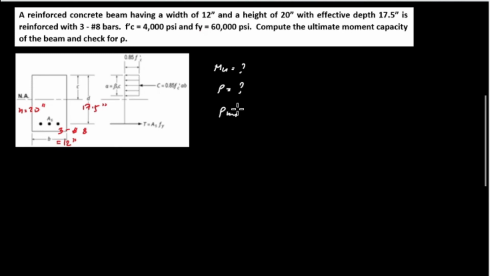Rho minimum is less than rho and less than rho maximum. A number 8 bar is equivalent to 25 mm diameter, or it is equivalent to 1 inch. And we will find the area, or A sub S, the total area for steel.